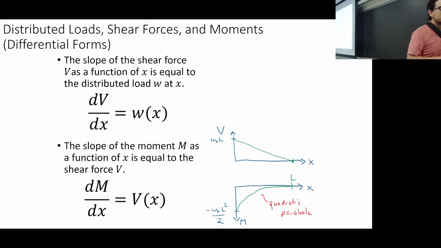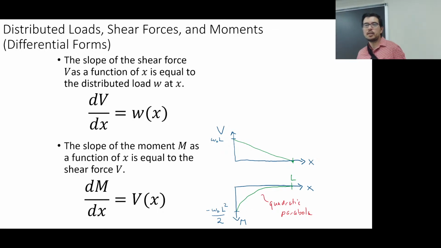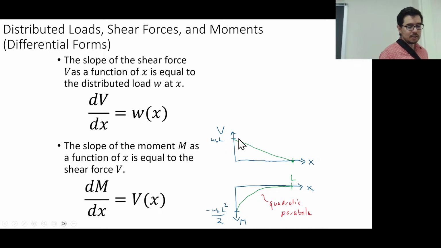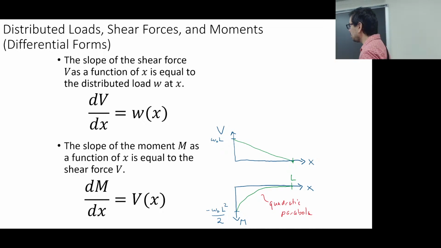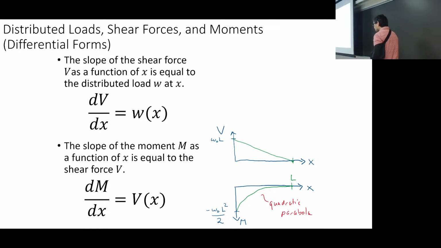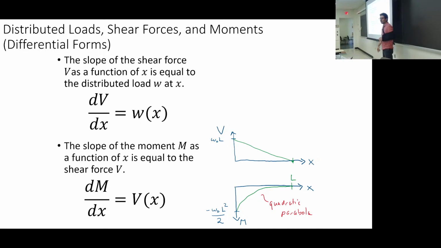The slope here is always positive. So that's satisfied here because its slope is negative, but the magnitude of the slope of the moment is always positive. And you could have figured this out. You could have fit a quadratic to this if you had wanted.